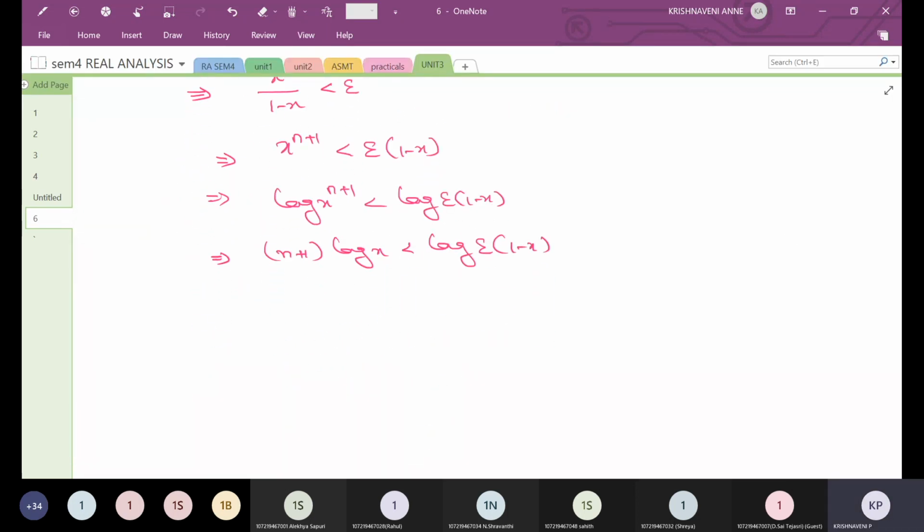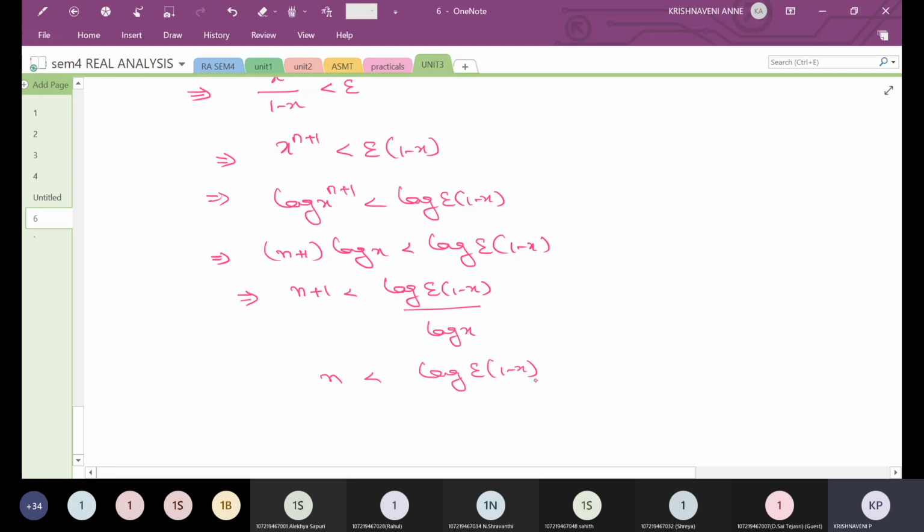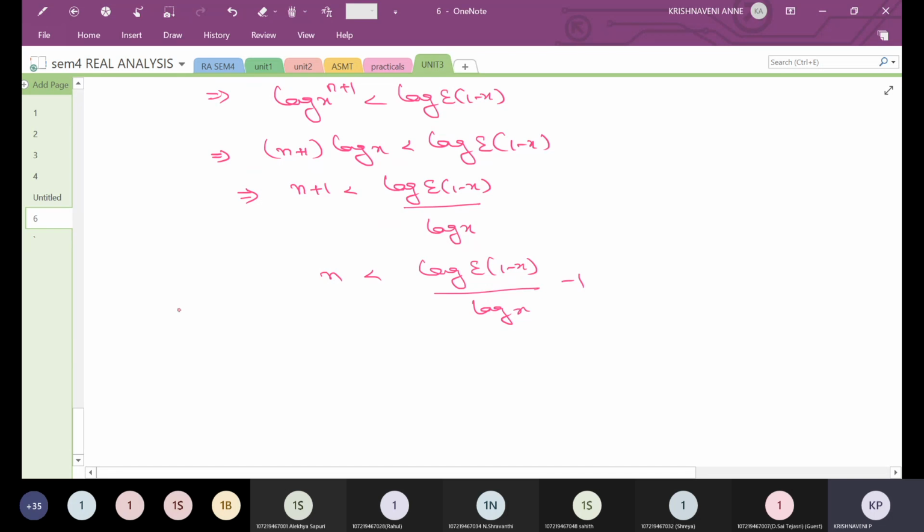I want only n. My aim is to keep n on one side of the inequality and take the other terms to the other side. So I'll write this as n plus 1 is less than log epsilon into 1 minus x by log x. So let n be on the other side: log epsilon into 1 minus x by log x minus 1. If I take LCM, I will get n is less than log epsilon into 1 minus x minus log x by log x. Okay, I got n on one side of the inequality.